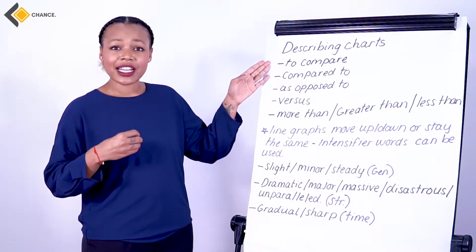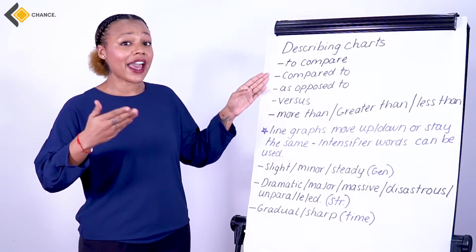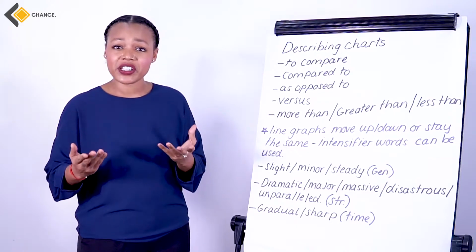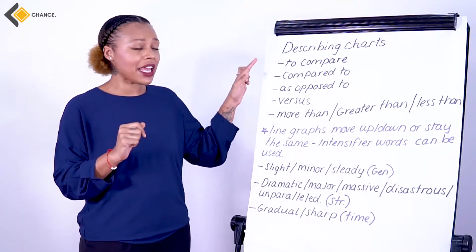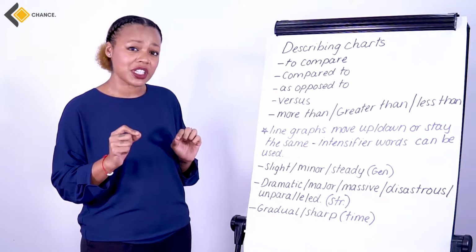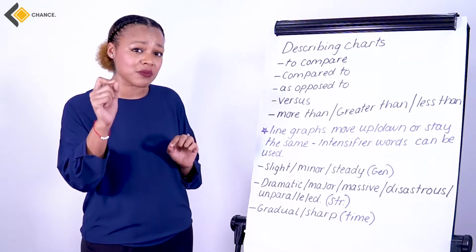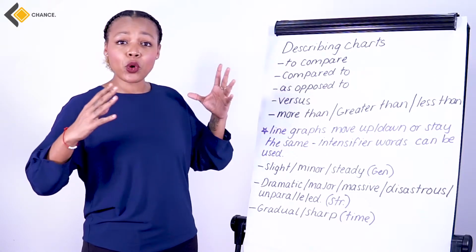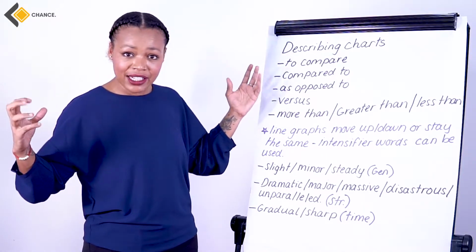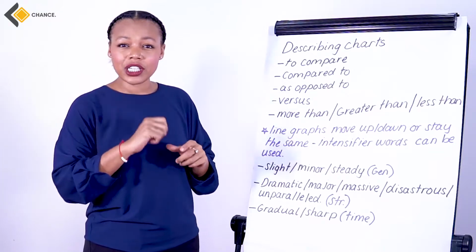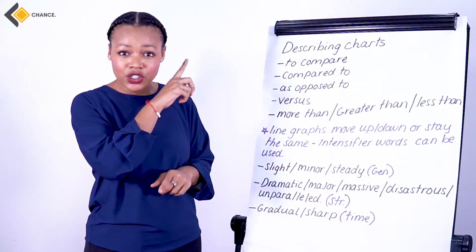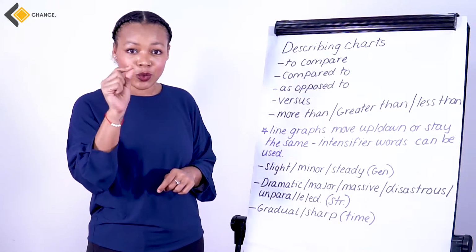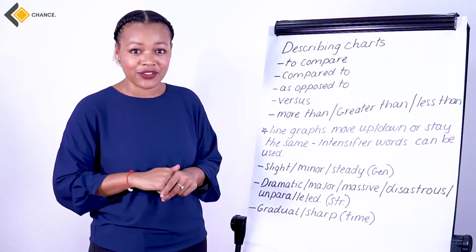We've got things like to compare, compared to, as opposed to, or versus. I would like you to make a note of these, write them down, and then start constructing some sentences. To compare, you could say versus, more than, greater than, or less than. I would like you to research all of this language and practice using it. I will be checking this later in our live sessions.